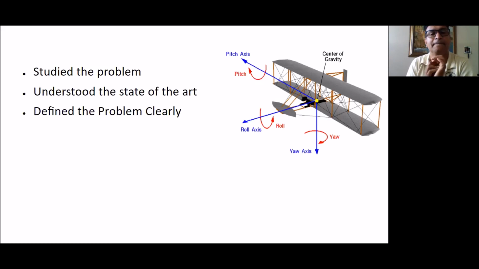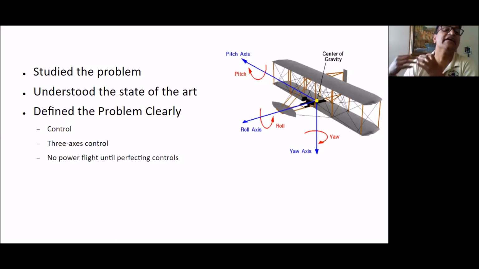Next, Satish. As I said, they defined the problem as a problem of control, and they came up with the 3-axis control. And then they solved that 3-axis control. That's the way they went about it. And first, as I said, no powered flight until they perfected the controls. They knew there's no point in powering up if it's going to crash every other second, right?